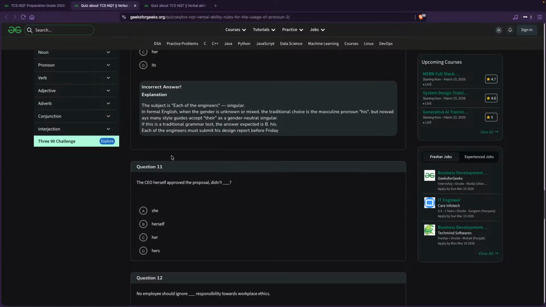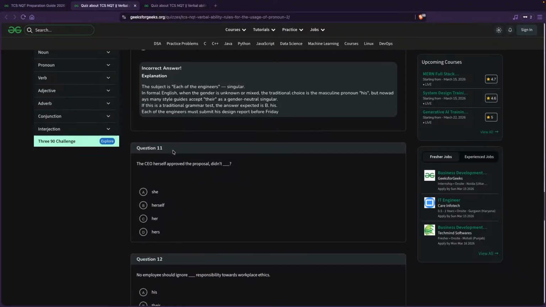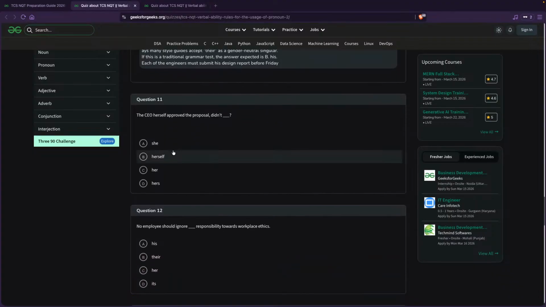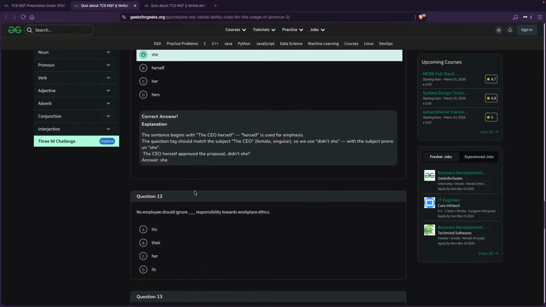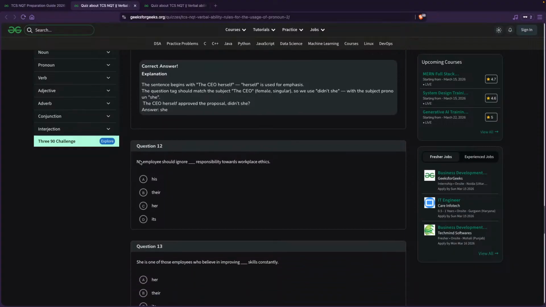The CEO, I think there is also. This should be the answer. The CEO herself approved the proposal, didn't she? The sentence begins with the CEO, herself is used for emphasis. The question tag should match the subject, the CEO, female singular. So we use didn't she, with the subject pronoun. Yeah, the question tag, that is, didn't she.